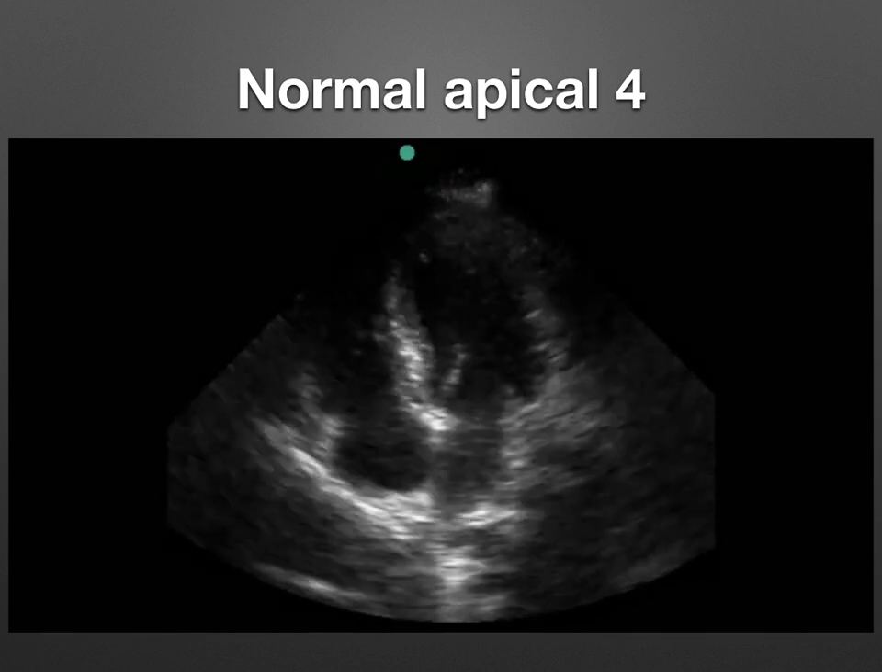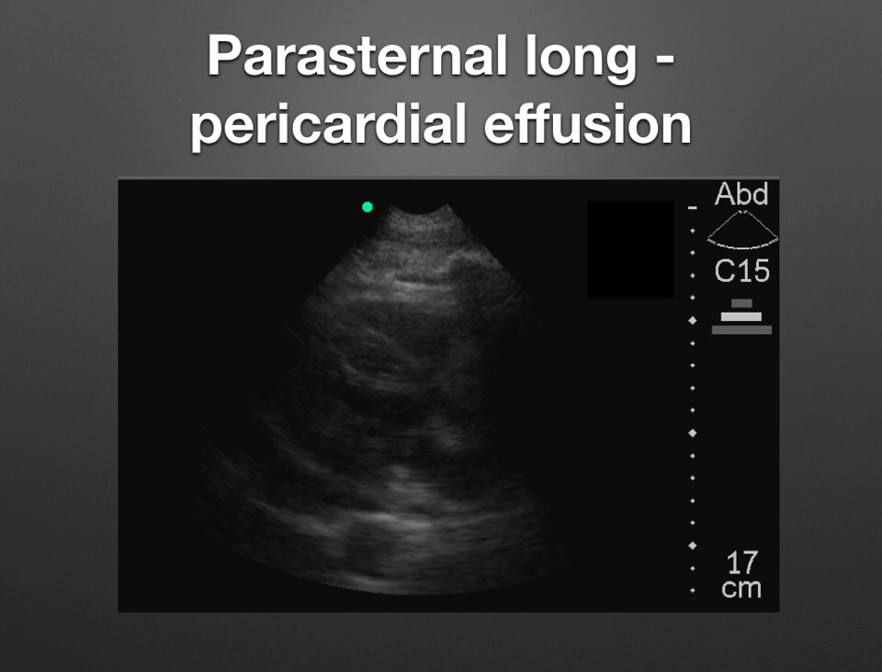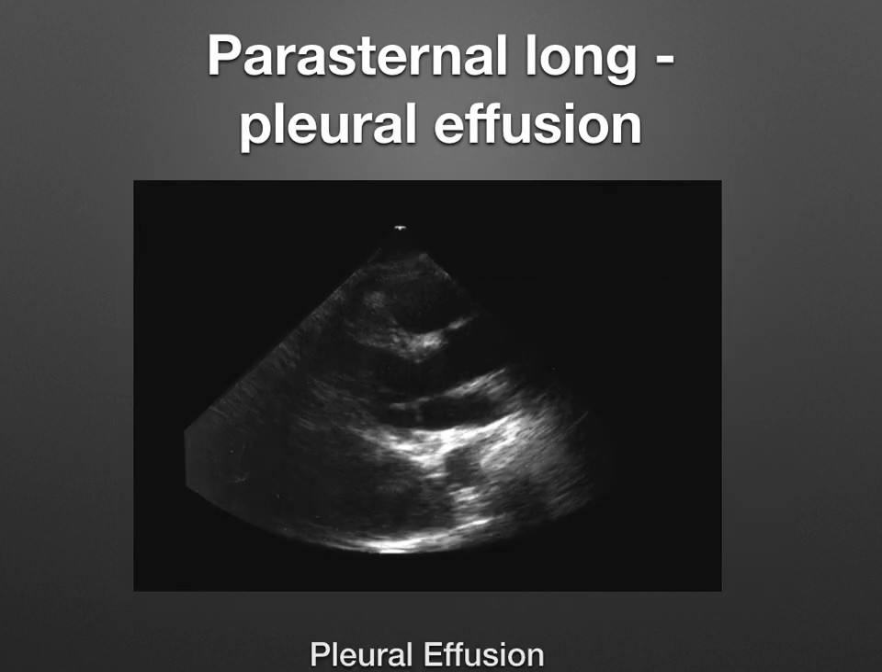We're going to move forward now and talk about effusions. To differentiate pericardial from pleural effusions, you need to see the descending aorta in the parasternal long axis view. A pericardial effusion will track anterior to the descending aorta, whereas a pleural effusion will track posterior to the descending aorta. Here's a view of a parasternal long axis with a pericardial effusion, and you can compare this to the parasternal long axis with a pleural effusion.